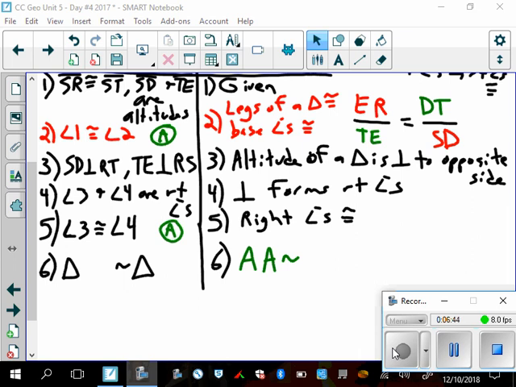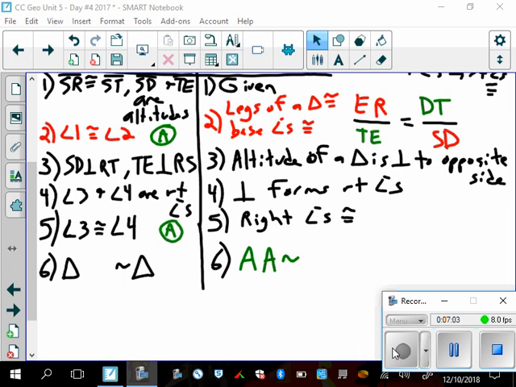All right, so looking at this, in red it says the legs of a triangle are congruent, the base angles are congruent. You could have said if two sides of a triangle are congruent, the opposite angles are congruent. 3, the altitude of a triangle is perpendicular to the opposite side. 4, perpendicular forms right angles. 5, right angles are congruent.